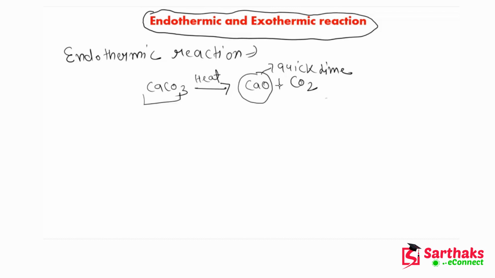And why is it an endothermic reaction? Because you can see here, heat is given to this calcium carbonate, and after absorbing heat, it is producing quicklime and carbon dioxide. So guys, this is an endothermic reaction, and in an endothermic process, it absorbs heat and cools the surrounding. After absorbing heat, it will cool the surrounding. Let me write the definition of endothermic reaction.